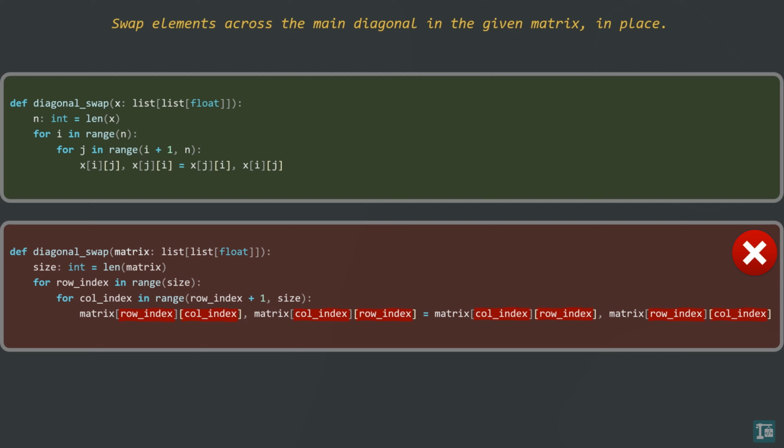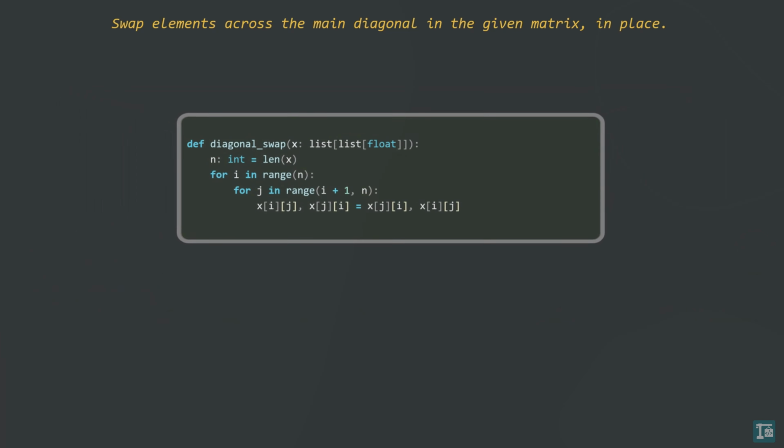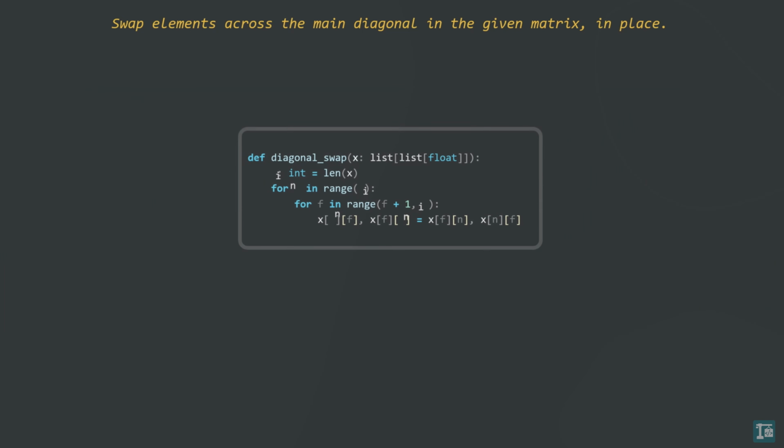But here is the catch. Not just any short variable name improves readability. Let's tweak our diagonal swap function and replace I, J, and N with I, N, and F. Suddenly, the code feels off.